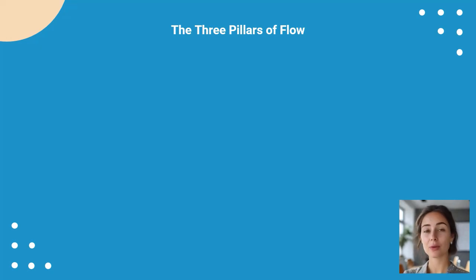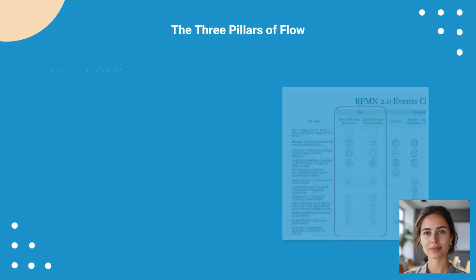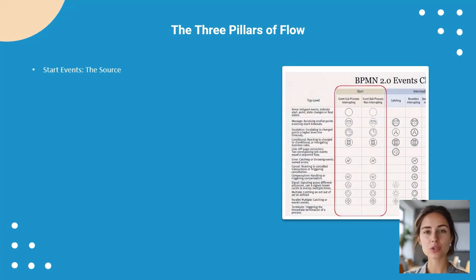Imagine a river. It must have a source, a journey, and a destination. BPMN categorizes these moments into 3 distinct structural pillars based on their position. The start events mark the absolute beginning of a process, distinguished by a single thin border that signals the first step of the entire journey.